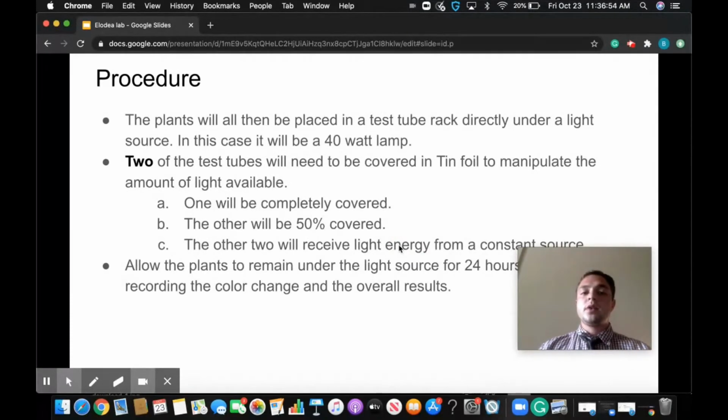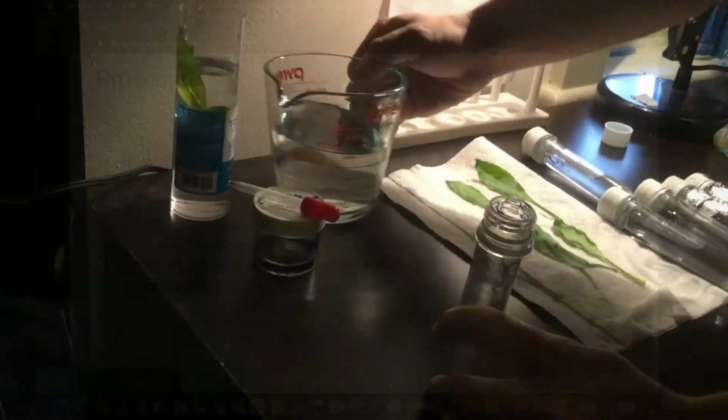So again, the solution will sit under a 40-watt lamp for 24 hours, and 2 of the test tubes will be covered in tinfoil to manipulate the amount of light. So like I said, one will be completely covered, one will be 50% covered, and then we will have 2 solutions that are receiving 24 hours of constant light.